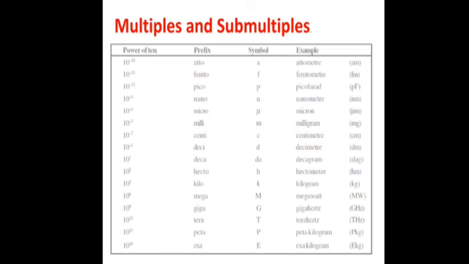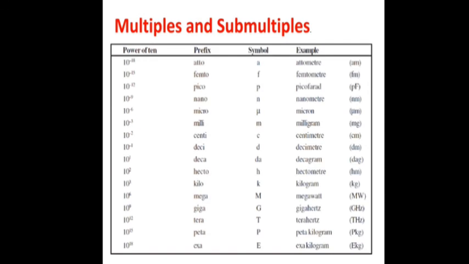Now what are multiples and submultiples? Multiples and submultiples are powers of 10. 10 raised to a plus power we call a multiple. 10 raised to a minus power we call a submultiple. For example, 10 raised to plus 3 is a multiple. So 10 raised to minus 3 means submultiples.